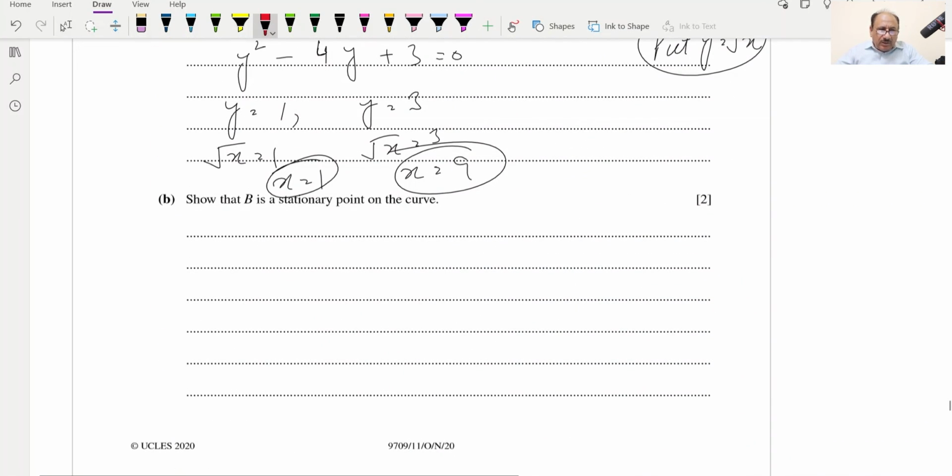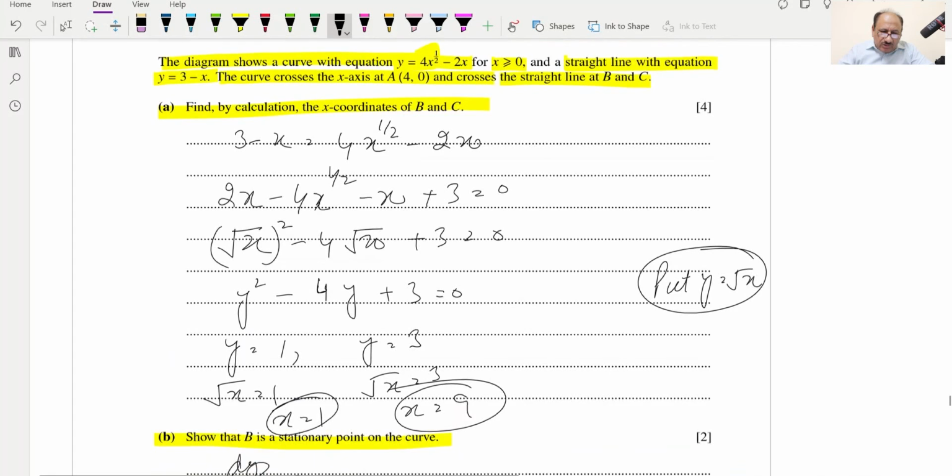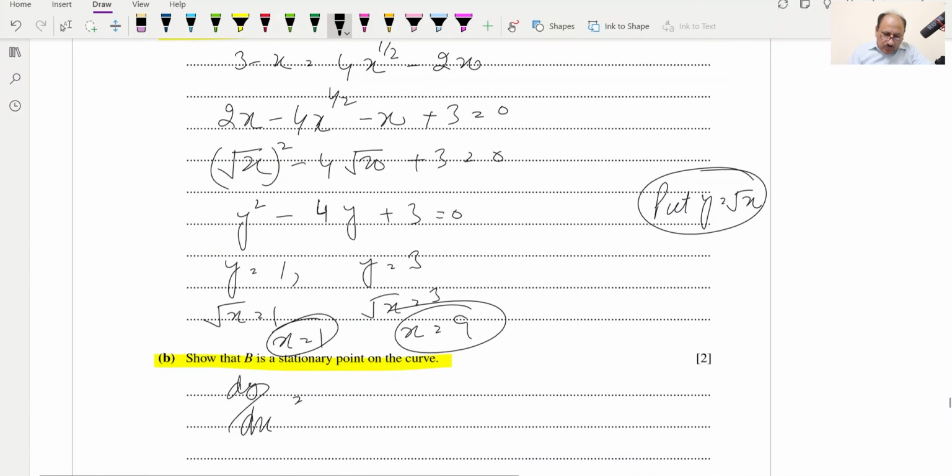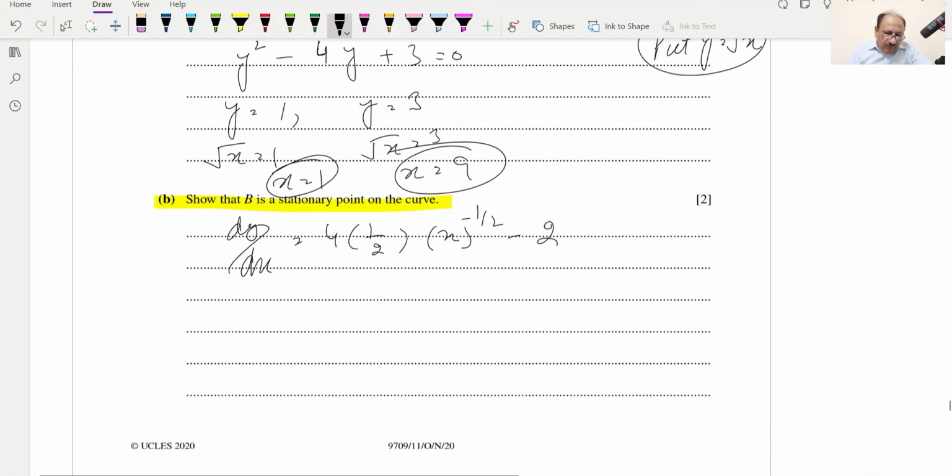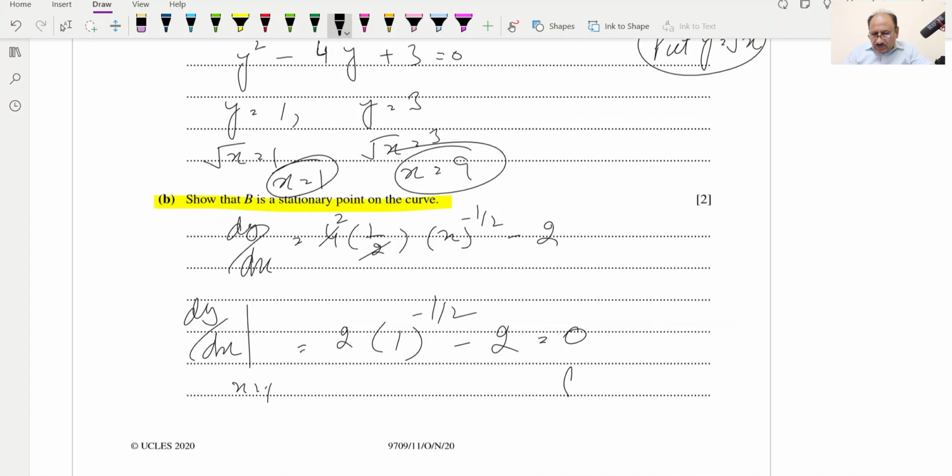Now what is next? Show that B is a stationary point on the curve. For a stationary point on the curve, we take the derivative. The derivative dy over dx of the curve 4x raised to 1 by 2 minus 2x is 2x raised to minus 1 by 2 minus 2. For a stationary point, the derivative is equal to 0 at x is equal to 1. Checking dy over dx at x is equal to 1, this is 2 into 1 raised to minus 1 by 2 minus 2, which is equal to 0. This shows that this is a stationary point.